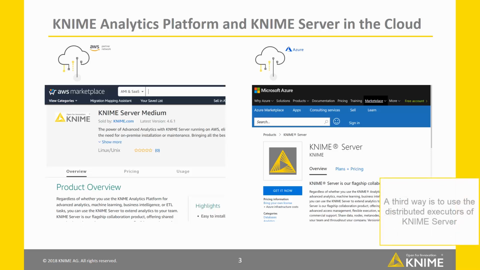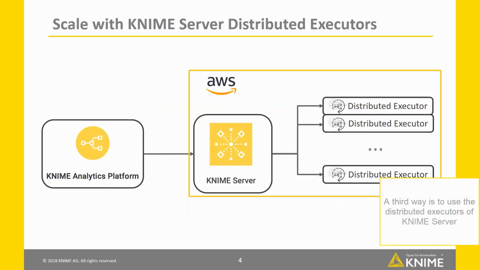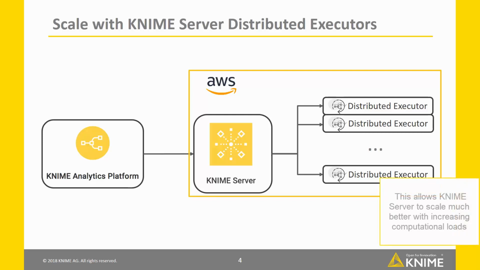A third way is to use the distributed executors of KNIME Server. KNIME Server allows the execution of workflows to be distributed over several parallel executors across separate hardware resources. This allows KNIME Server to scale much better with increasing computational loads. The KNIME distributed executors rely on the KNIME REST interface and on the message queuing system, RabbitMQ.